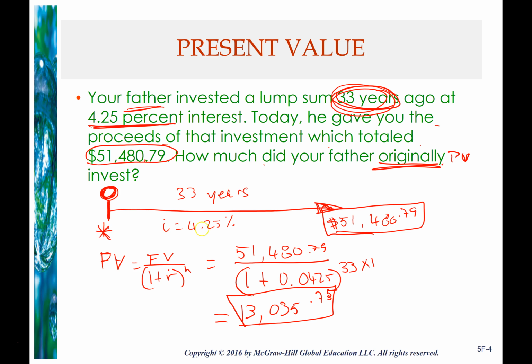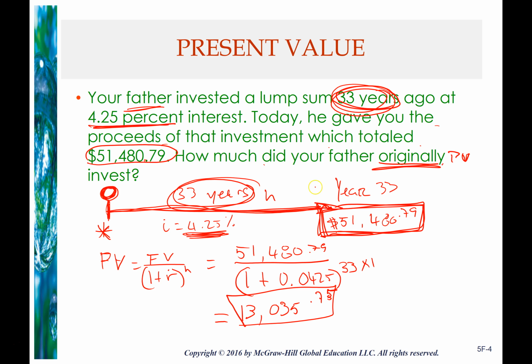All right, so at time zero, your father put in $13,035.75 into an account that paid 4.25% in interest for 33 years. That's the reason why in year 33 he now has $51,480.79 in his account. And for most of these problems, the way to understand them is by drawing a line diagram and putting the amounts on it, in order to know exactly what you have to compute. Is it the present value or is it the future value?